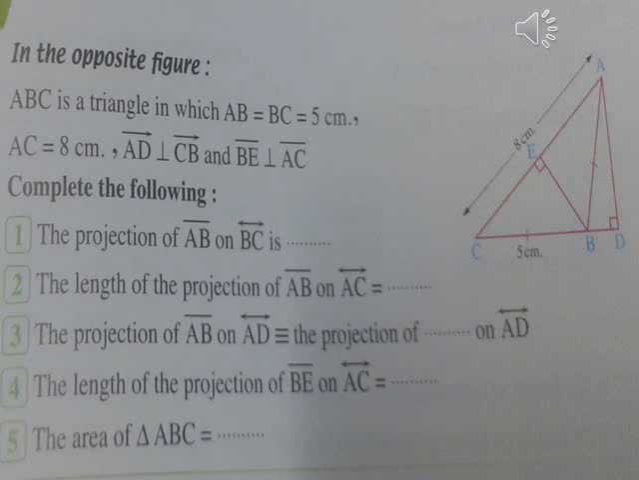The length of the projection of line segment EB on a straight line EC equals what? The projection of line segment EB on a straight line ED is congruent to the projection of what on a straight line ED? The length of the projection of line segment BE on a straight line EC equals what? The area of triangle EBC equals what?